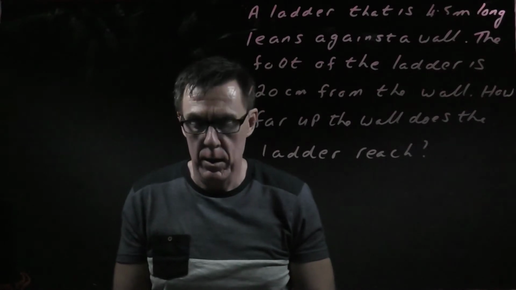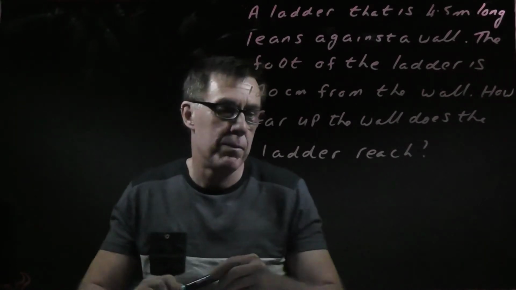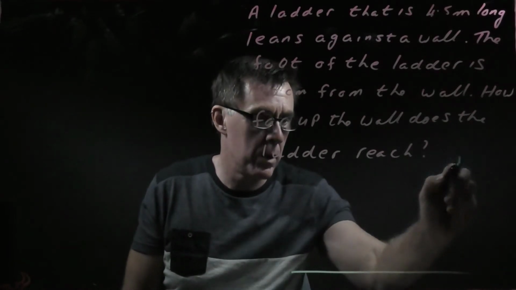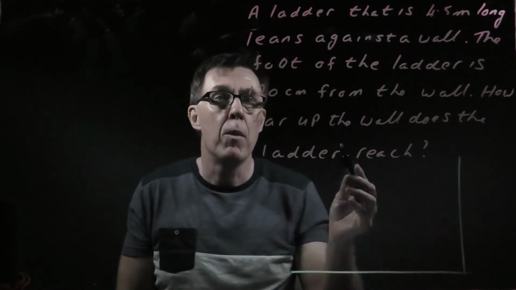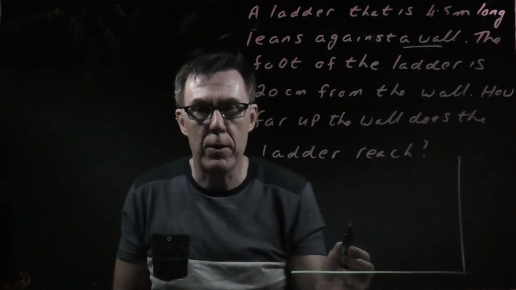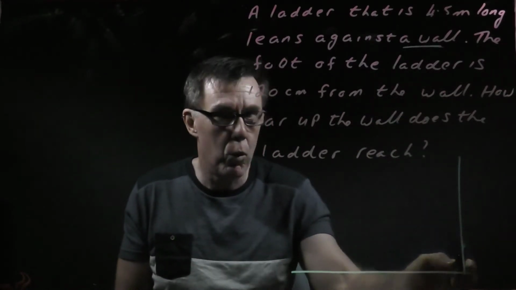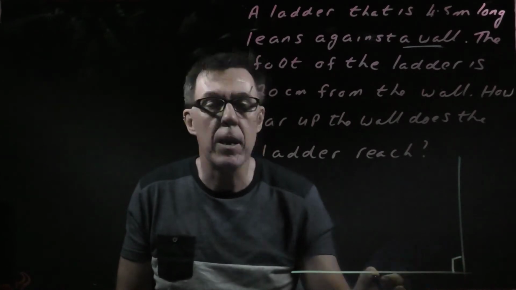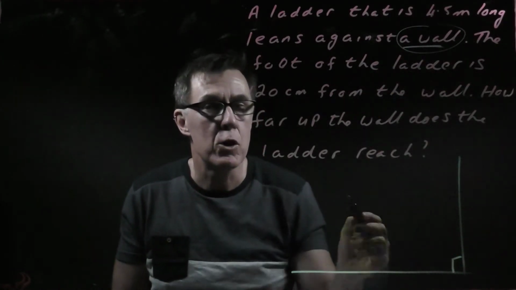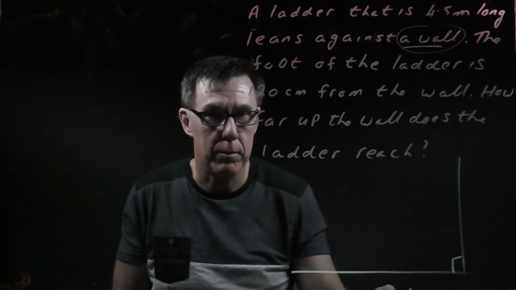So we have a ladder leaning against the wall. There's the ground, there's the wall. By the way, when we talk about things like a wall, that's maths code to tell you where the wall meets the floor. That's our way of telling you that's a right angle. So whenever you see something like that, straight away you know you're going to have a right angle in there.